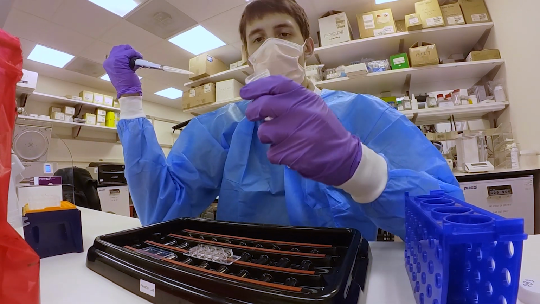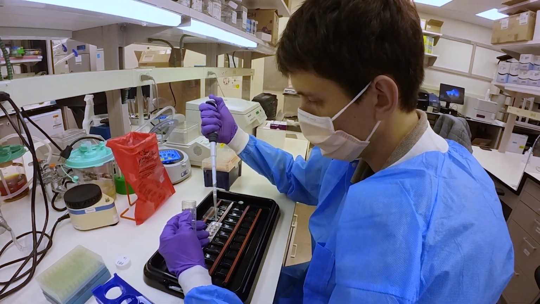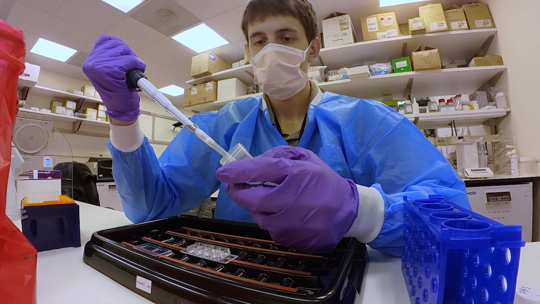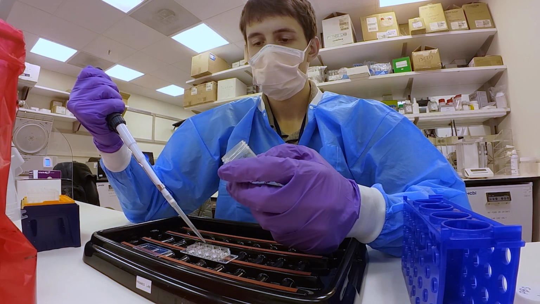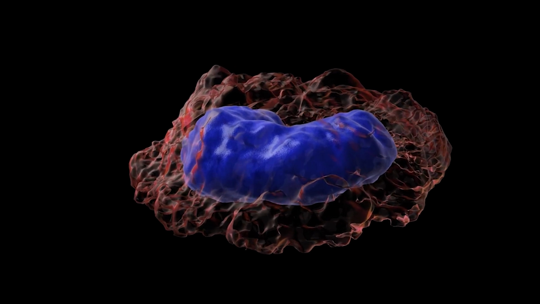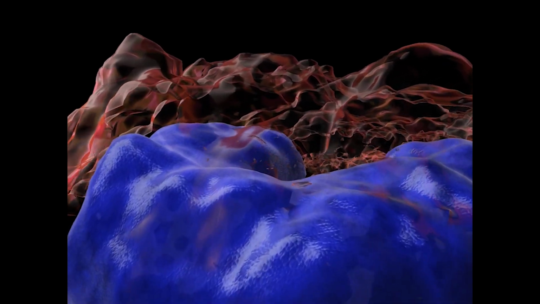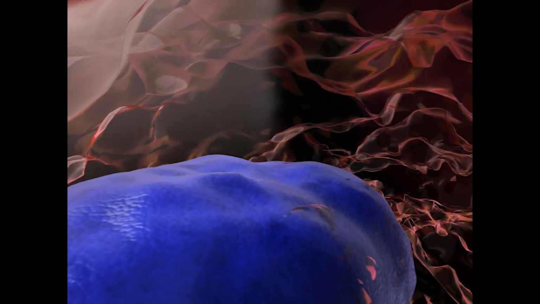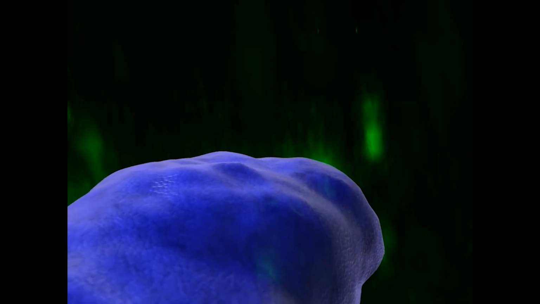Using a technique called hybridization chain reaction, or HCR, we will find where the specific RNA is found within the cell. The computer image zooms inside the cell. The camera pans across the surface of the nucleus. Zooming into the cell, in the cytoplasm, we can see the RNA in the form of a green glow.